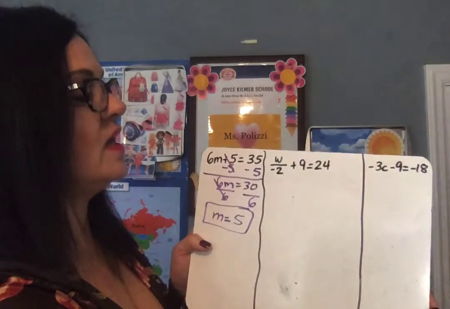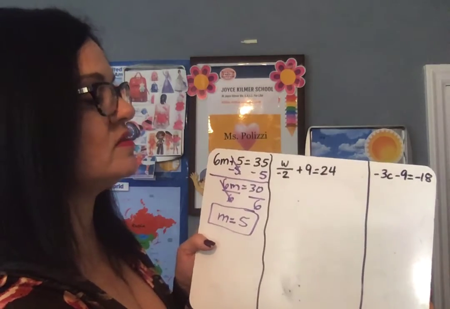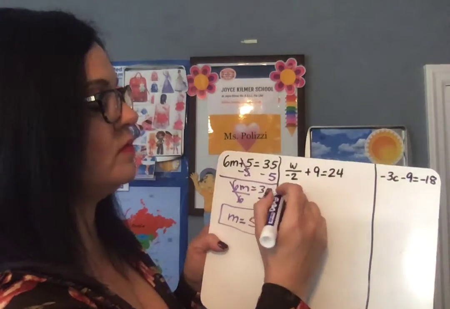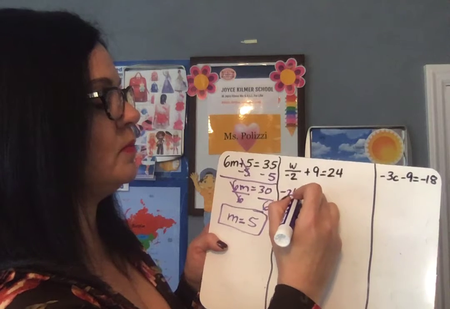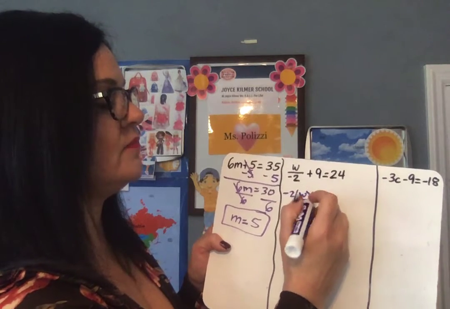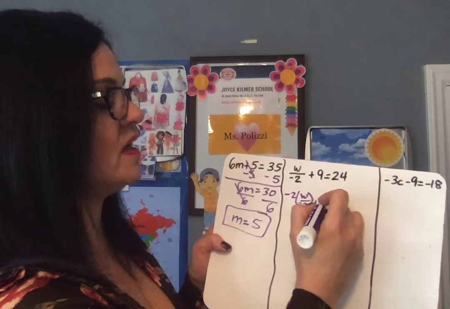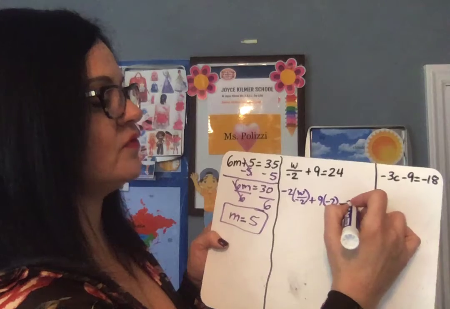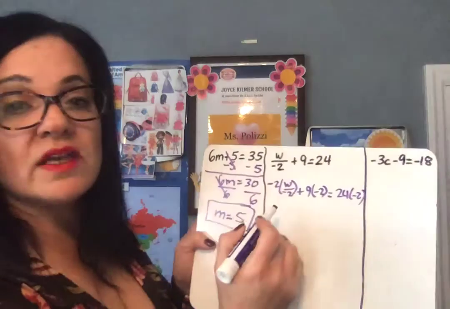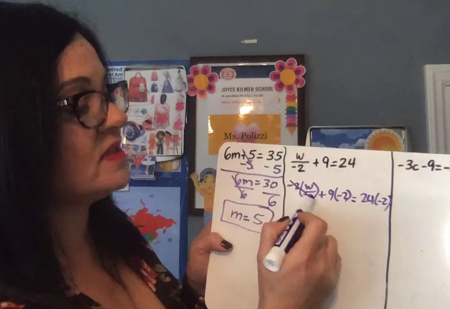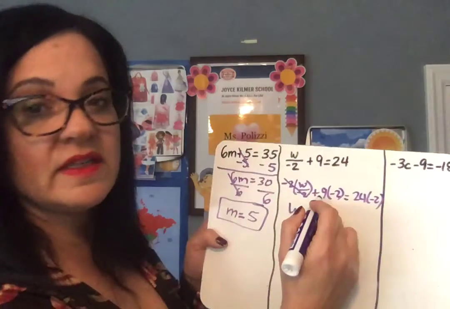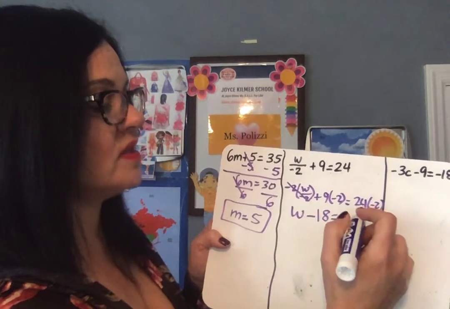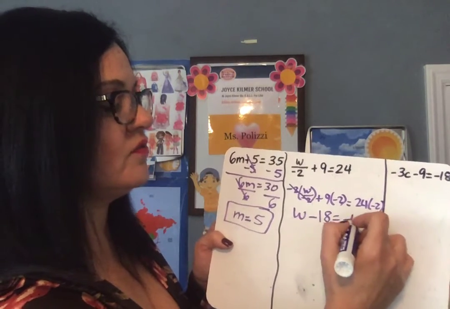The next one we have w divided by negative 2 plus 9 equals 24. Well, the opposite of division is multiplication, so we will multiply negative 2 on both sides. Okay? Negative 2 on both sides to each term, actually. Okay? So 24 times negative 2. All right, so we have a 2 and a 2, so we cross it out. W, 9 times negative 2 is negative 18, and 24 times negative 2 is negative 48.